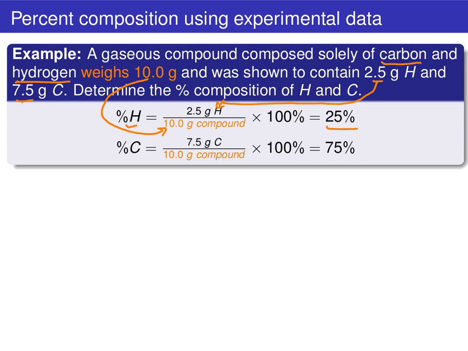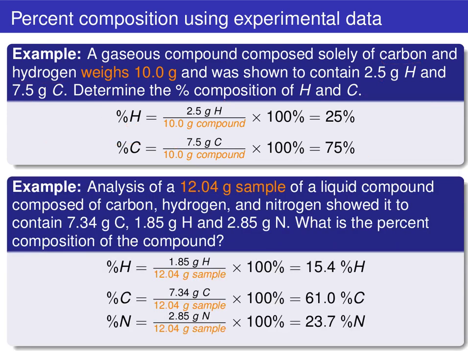Or you could use that experimental data directly, plug in the fact that you know 7.5 grams of carbon are present, divide by that 10 grams, and multiply by 100 to get our final answer. And just as we saw in the previous example of aspirin, this same approach applies for larger and larger compounds.